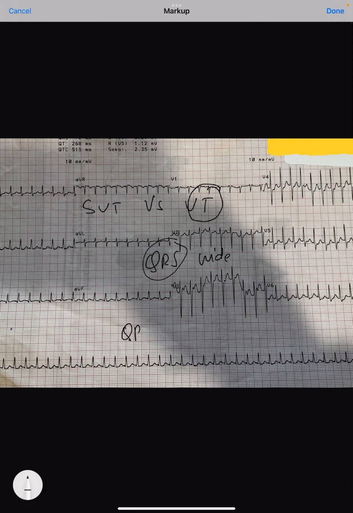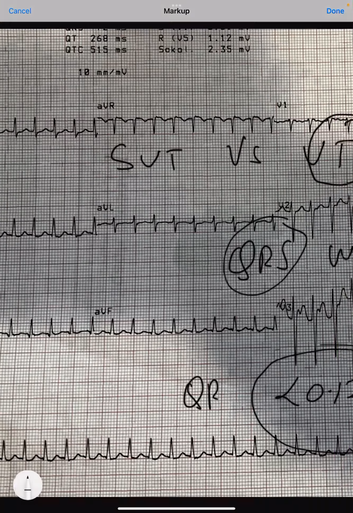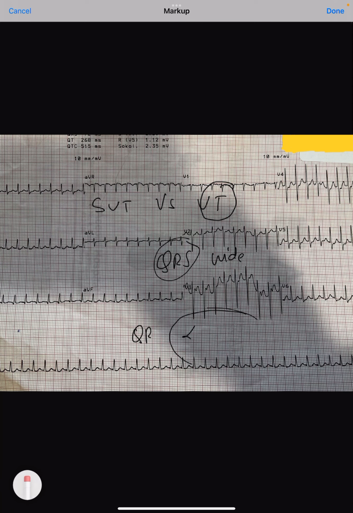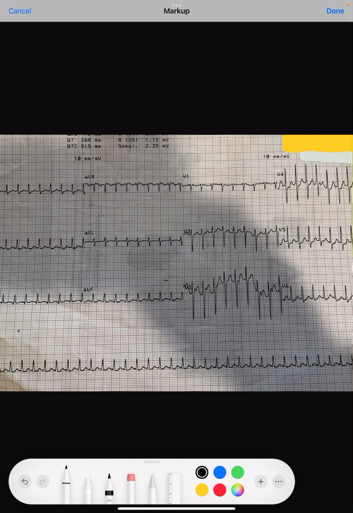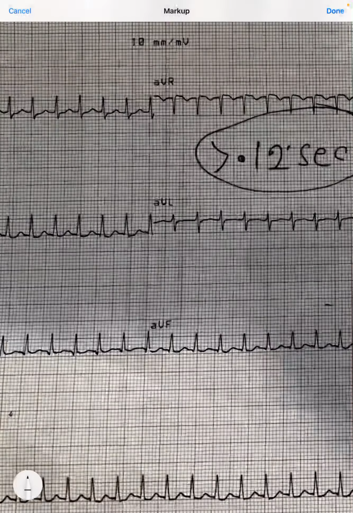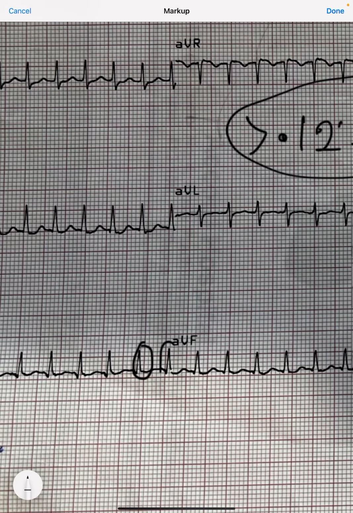A normal QRS has to be always less than 0.12 seconds, and in this case it is. So the QRS is very narrow. It is not at all wide, because only when there is a ventricular rhythm will the QRS be wide, more than 0.12 seconds. So in this case, the QRS is very narrow, very neat.